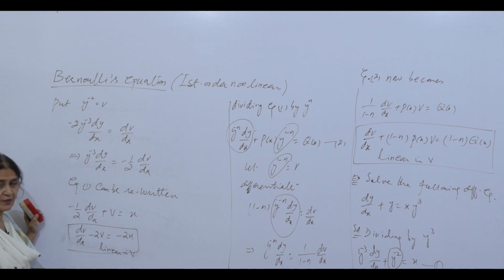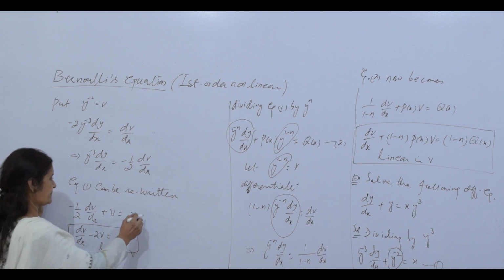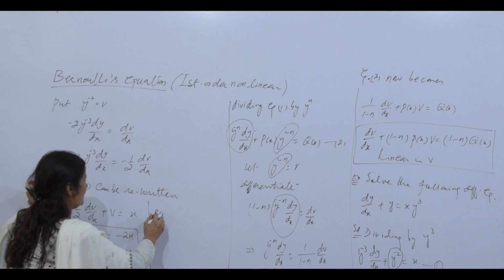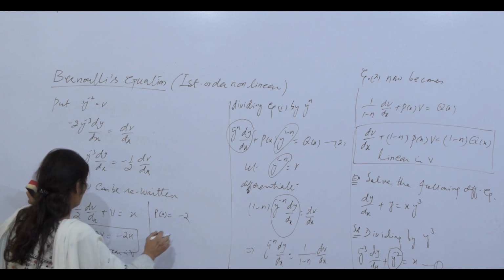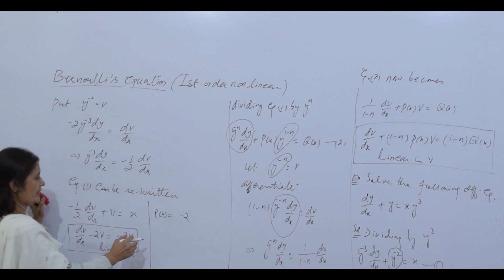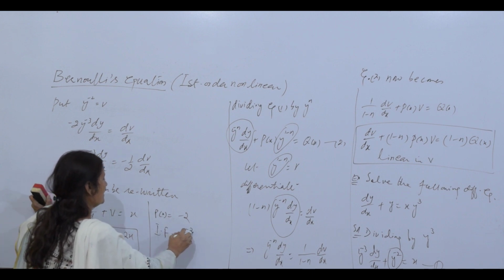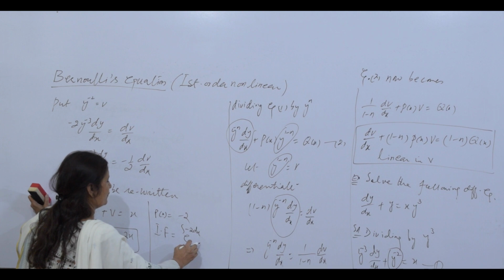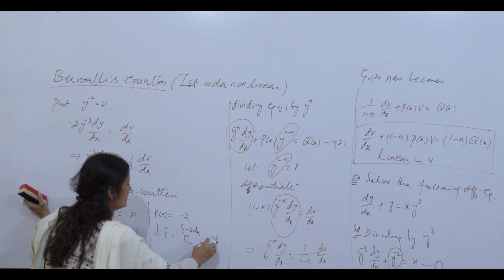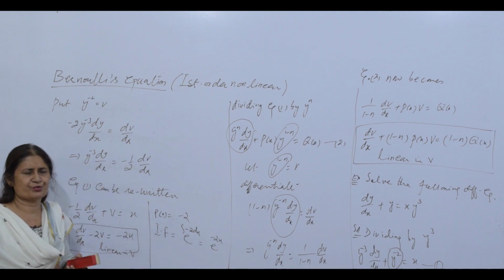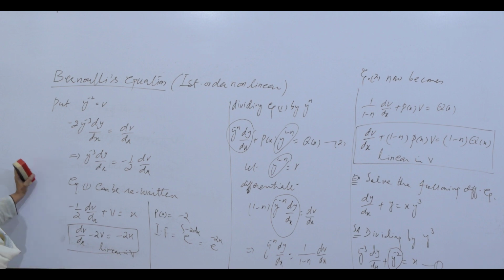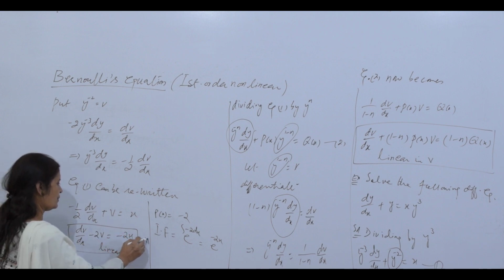Linear in v. What will be P of x? P of x is minus 2. And the integrating factor is e to the integral of minus 2 dx, which is minus 2x. Do not have any constant here. I have mentioned this last time. This is equation number 2.